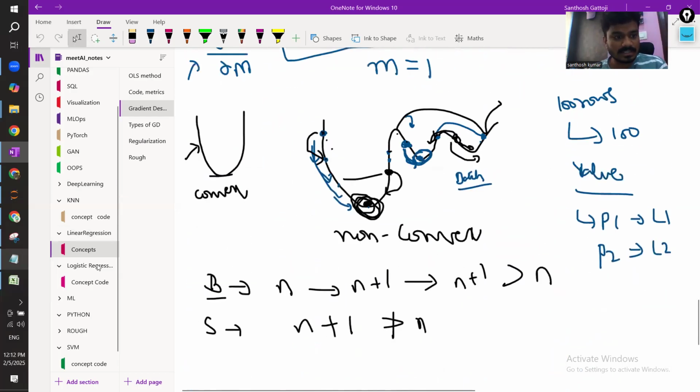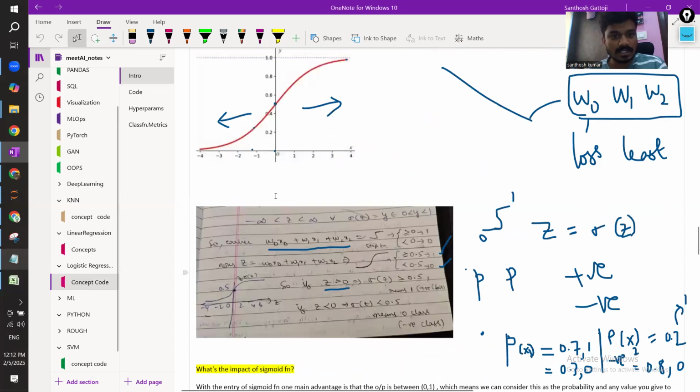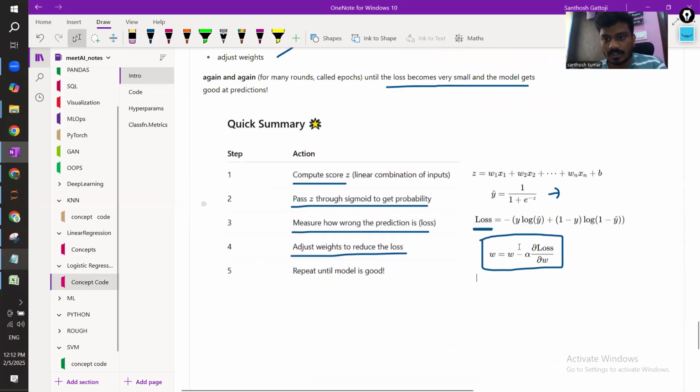Same thing will happen here also. Just like how you have those values here, you got this loss. You are doing the derivative of that loss with respect to W. Here there is only one W, but here how many W's do you have? You need to do it for that many W's.